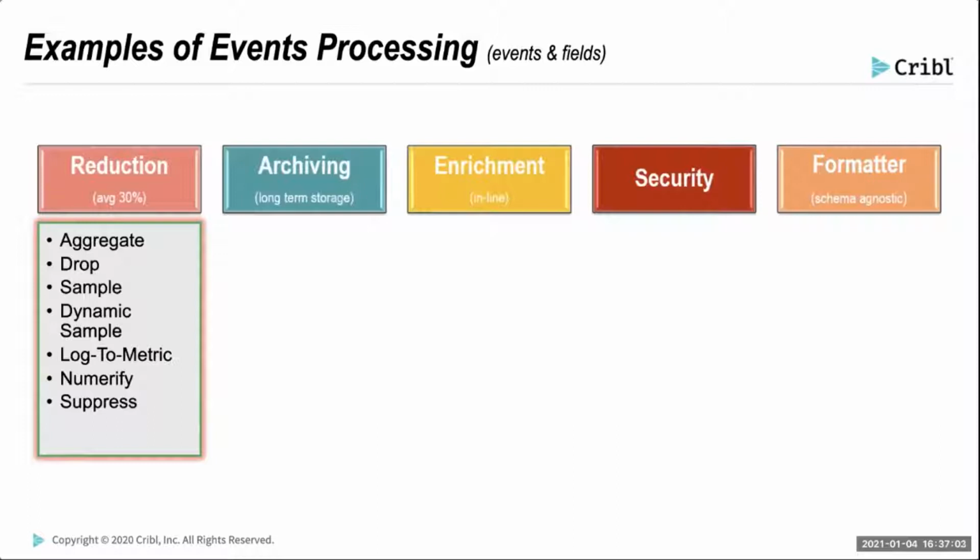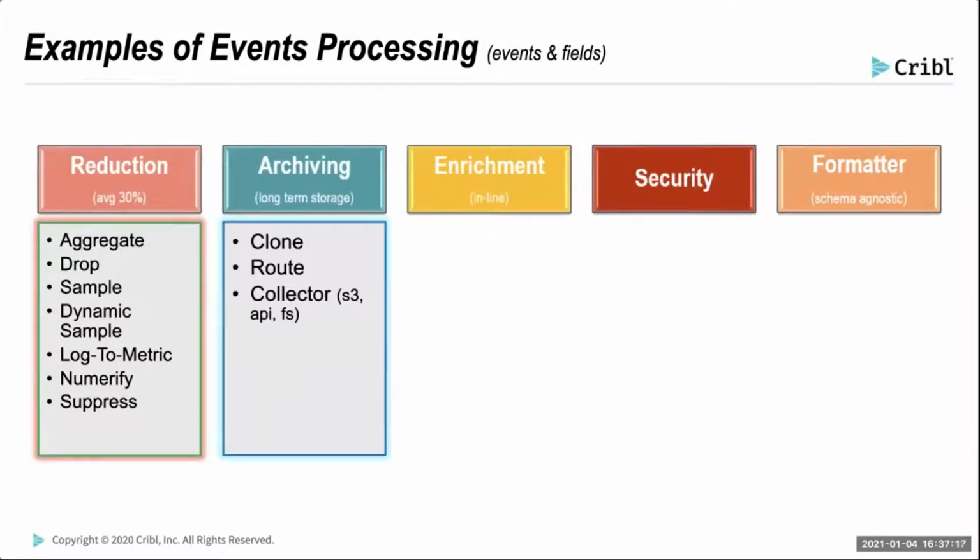So things we can do: aggregate the data, drop the event completely, sample the events, do dynamic sampling. We can change logs to metrics, and the advantage is obvious there. We can suppress the events if you wanted to, and archiving. And the actual tangible dollar value, where you can measure it, is if you can route data to multiple destinations.